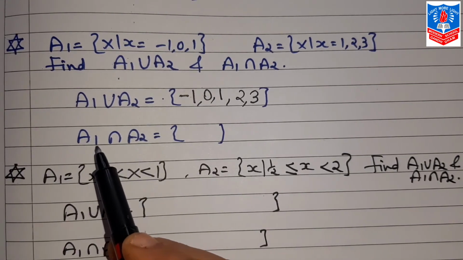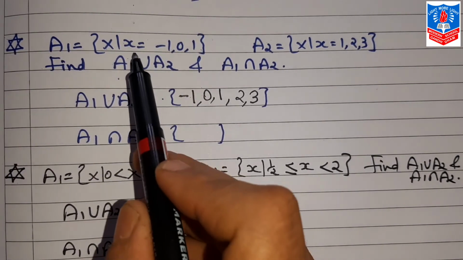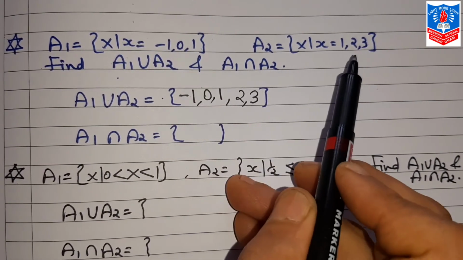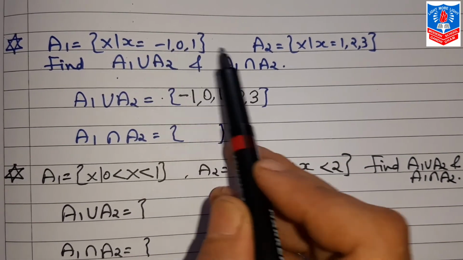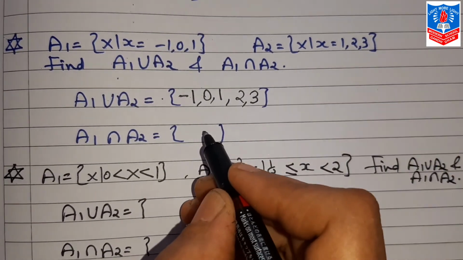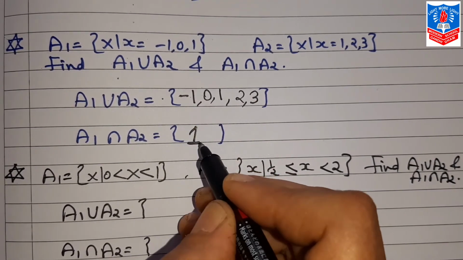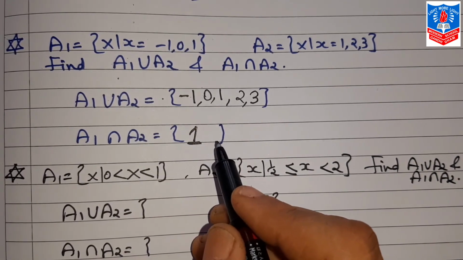Here, next is A1 intersection A2. Now what is common between these two? Only 1, because here we have -1, 0 and here 2 and 3. So only 1 is common between A1 and A2. That is A1 intersection A2.